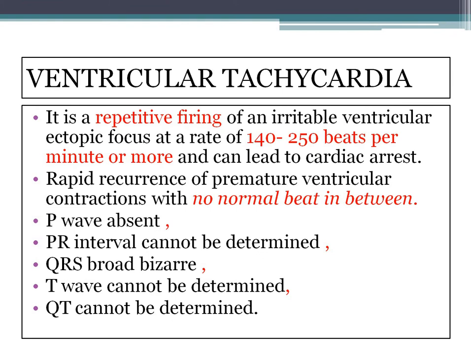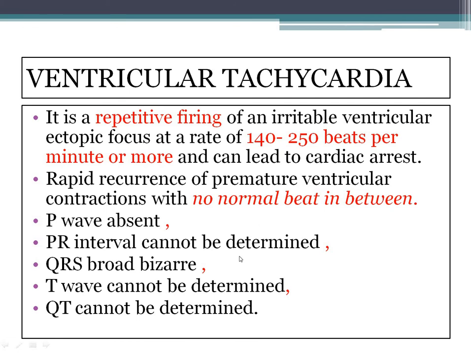We can discuss few points about ventricular tachycardia or VT. It is a repetitive firing of irritable ventricular ectopic focus at a rate of 140 to 250 beats per minute or more and can lead to cardiac arrest. Rapid occurrence of premature ventricular contraction with no normal beat in between. That is one of the important characters of VT, and in this case P wave may be absent. PR interval cannot be determined. QRS, it is very broad and bizarre. That is the main character. QRS is broad and bizarre. T wave cannot be determined and QT cannot be determined.